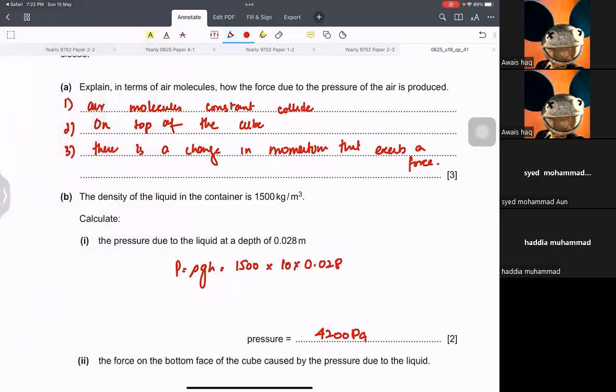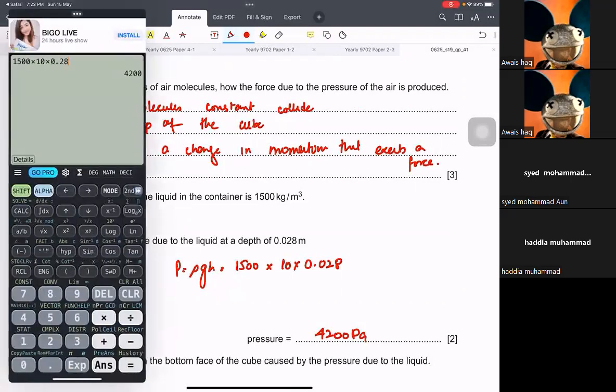Okay. For the above question, can I not mention the formula of pressure? Formula of pressure. Yes. Force divided by area. Yes, you can do that too. Okay, I think I missed. It has to be 0.028, not this.